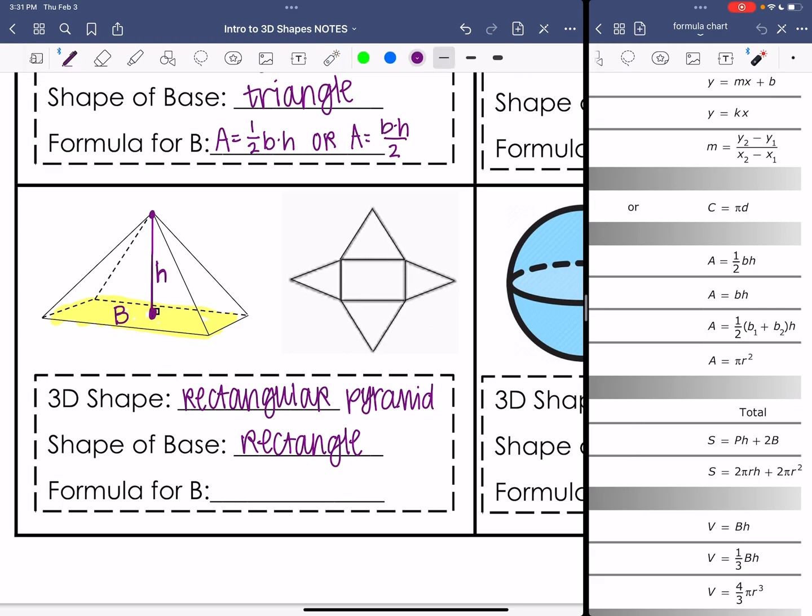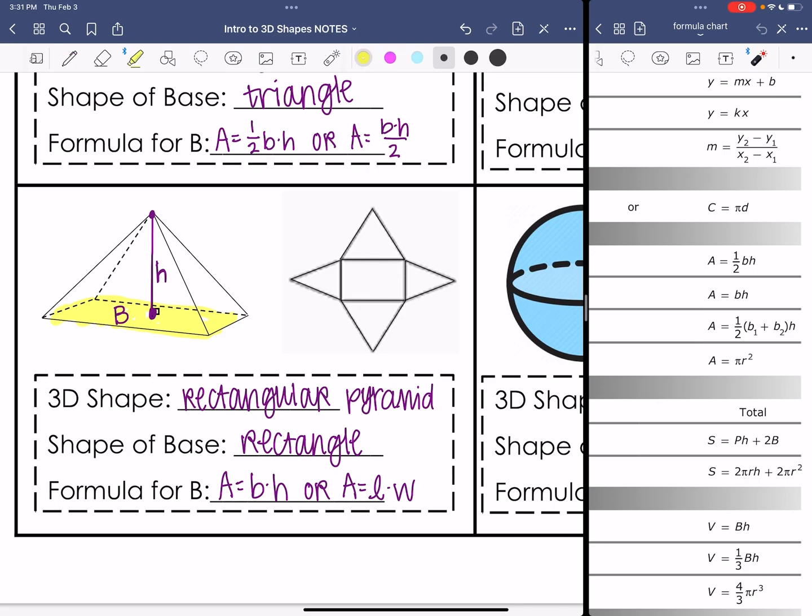And lastly, we want to again know the formula for big B, and since big B, or our base, is a rectangle, remember the formula for area of a rectangle is going to be area equals little b times little h, or area equals length times width, which is what I prefer.